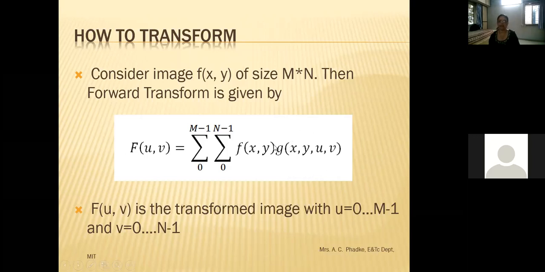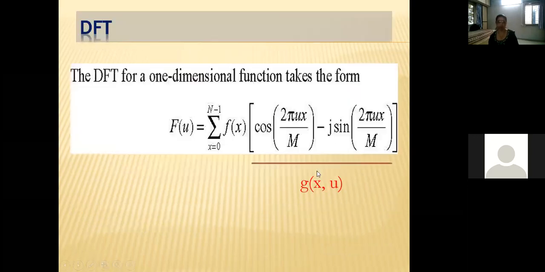If we consider a one dimensional transform, this forward transformation kernel is denoted simply by g(x,u), because for a one dimensional signal there is only one independent variable, that is x, and we transform this x to the u axis, that is the frequency axis. So for a one dimensional transform, instead of the full forward transformation kernel, we simply consider g of x comma u.